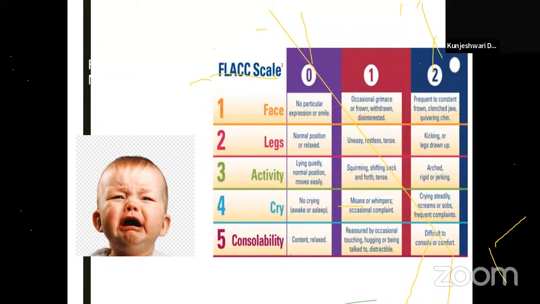For a pediatric age group, it is called FLACC, F-L-A-C-C. So how do you do it? Make it very simple, don't complicate it. It has 0, 1, 2. That is what we come to a conclusion how severe it is.